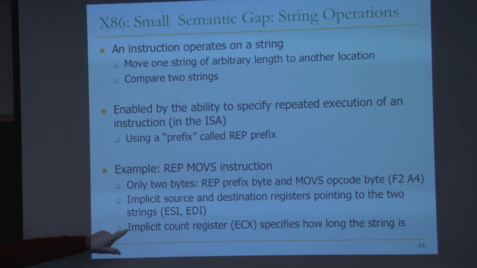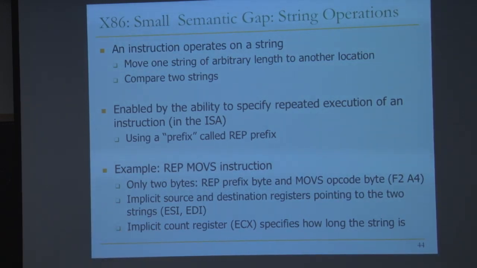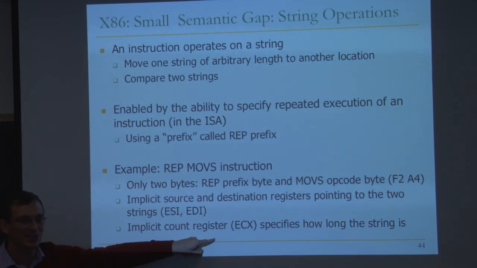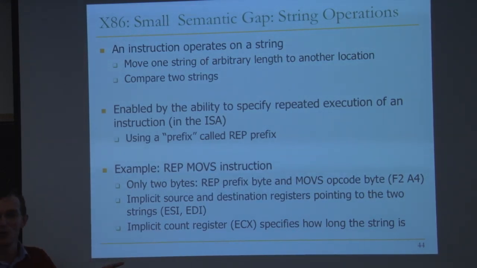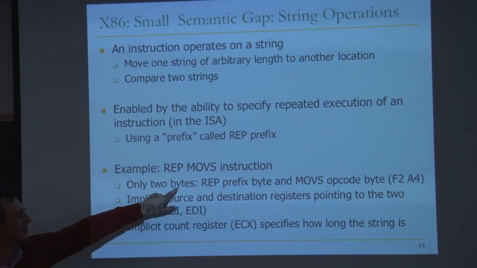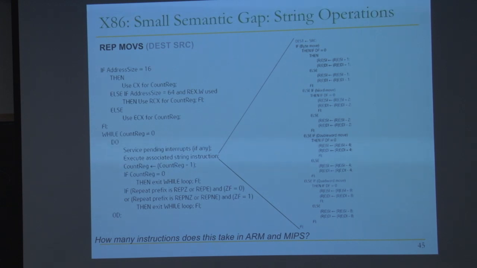You have implicit source and destination registers pointing to the two strings. ESI, the source pointer, contains the memory location of the beginning of the source string. EDI points to the beginning of the destination string. And you have an implicit count register that specifies how long the string is, how many elements you need to copy. That's it, ECX. And that's your instruction. And this is how it operates.